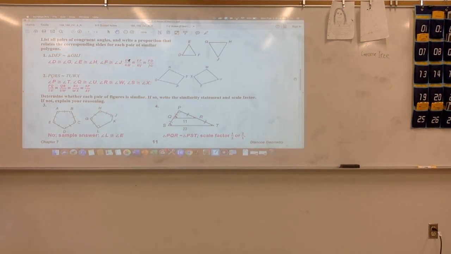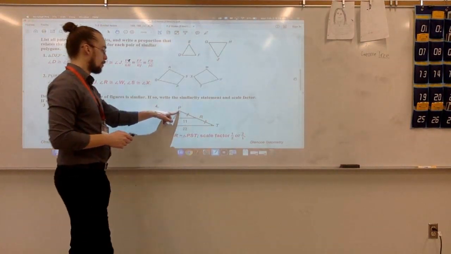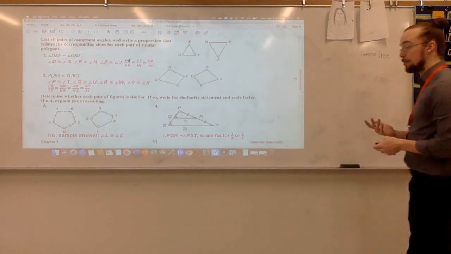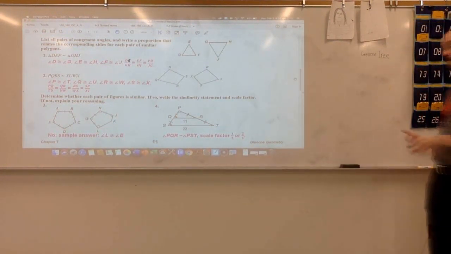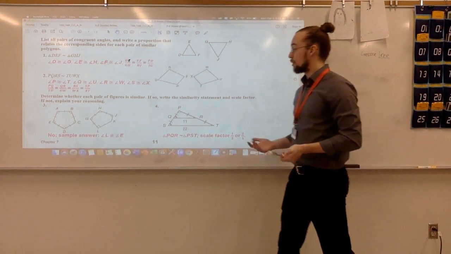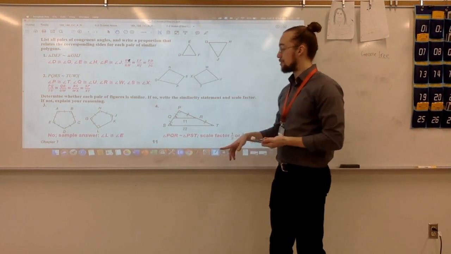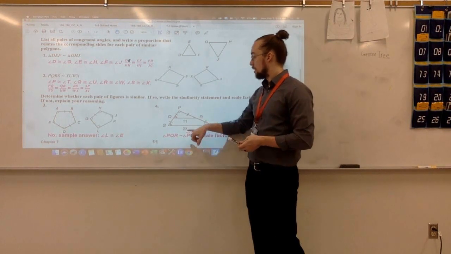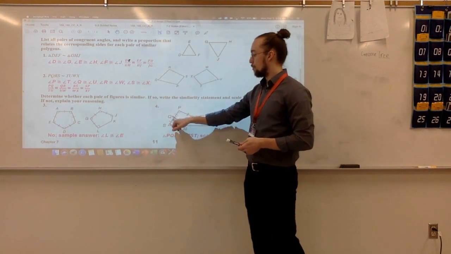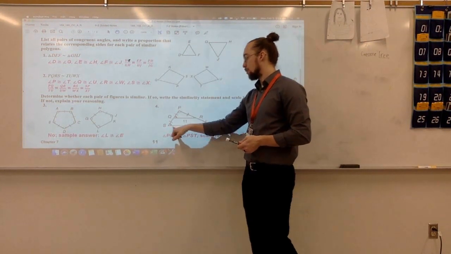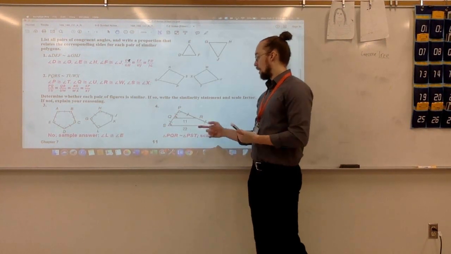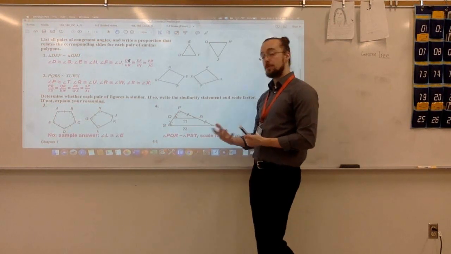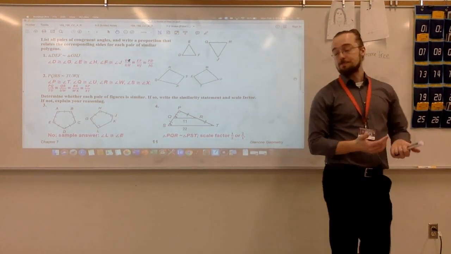Alright, then for number 4, okay, we were looking at triangle PQR and triangle PST. So first, we needed to look at our angles. And we could say angle P is congruent to angle P. And then we have angle PQR is congruent to angle PST. And angle PRQ is congruent to angle PTS. So we have 3 pairs of congruent angles.